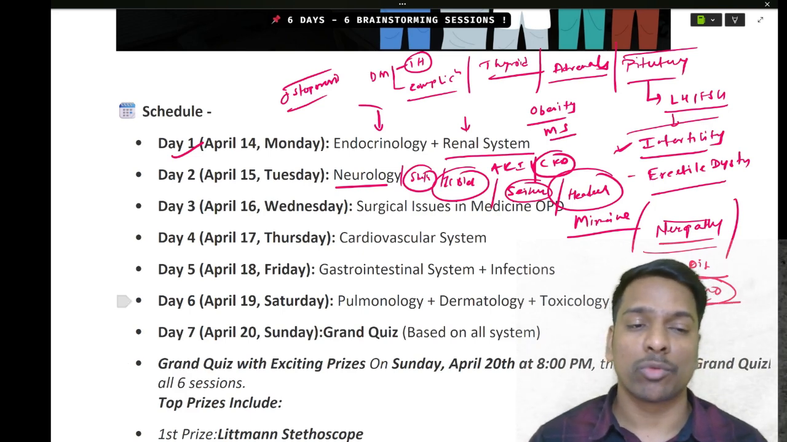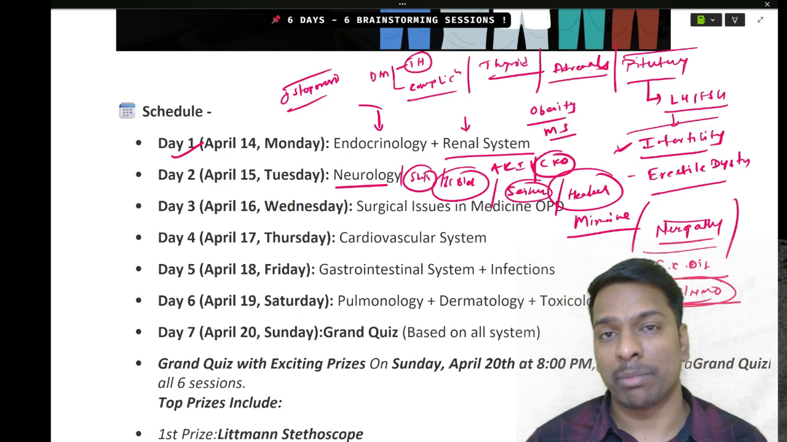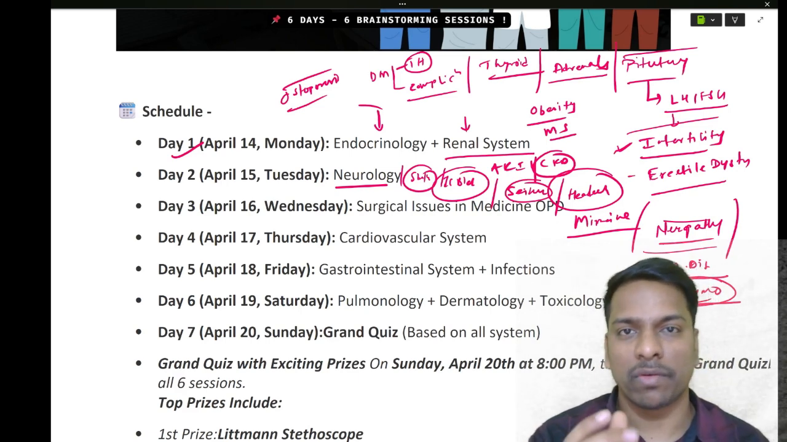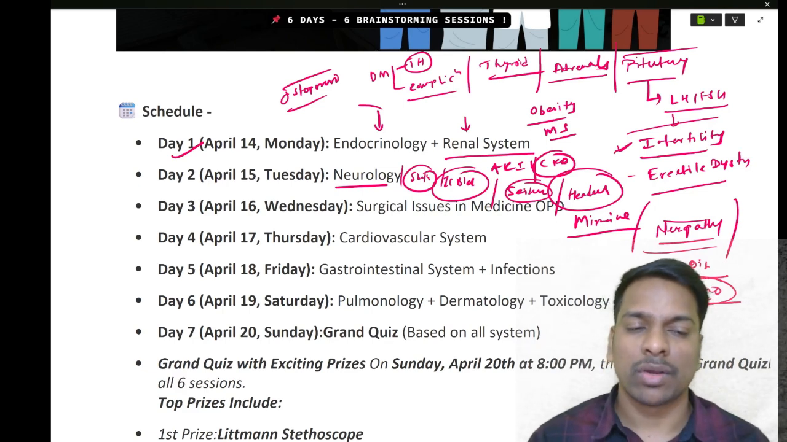Now coming to the most important, degenerative disorders like Alzheimer's disease: when to give memantine, when to give donepezil. When to give trihexyphenidyl in case of Parkinson's. So degenerative diseases, Parkinson's and Alzheimer's, are the important focus over there. Those we will discuss in the neurology lecture.